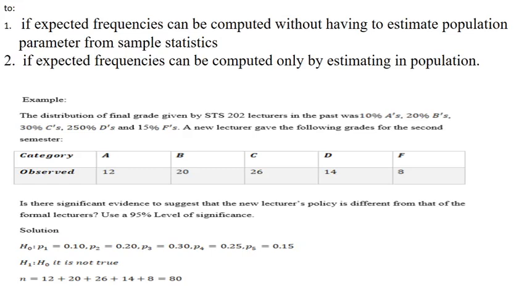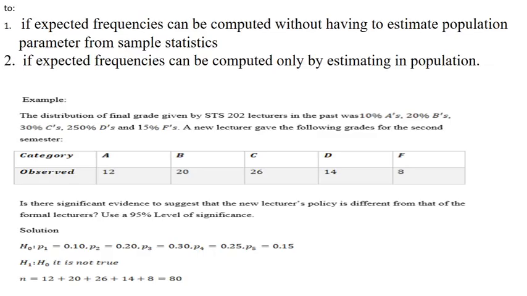If you also check from the question, the distribution of final grades given by the STS lecturer in the past was 10%, 20%, 30% for category C, 25% for D, 15% for F. So they ask us: is there any significant evidence to suggest that the new lecturer's policy is different from that of the former lecturers? Use a 95% level of significance.